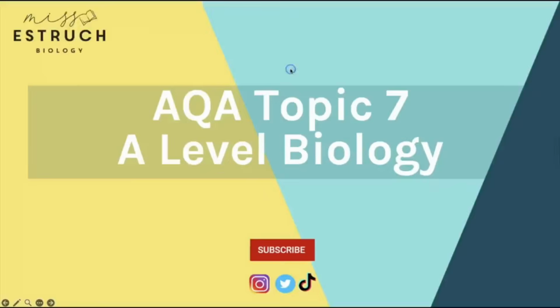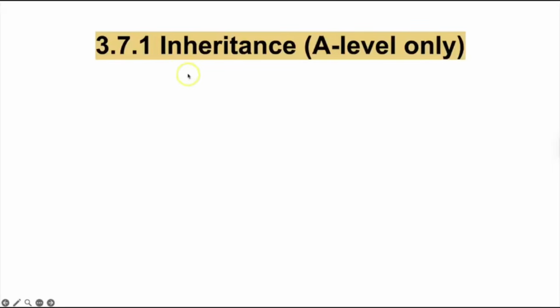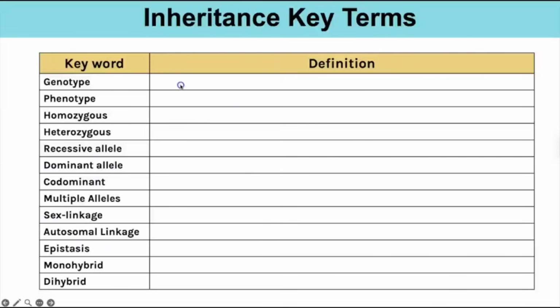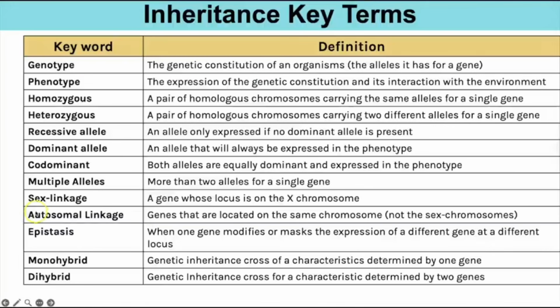AQA topic 7. It starts with 3.7.1, inheritance, for A-level only. There are lots of key terms in this topic that you could be asked for in a 1 or 2 mark question. So I recommend that you screenshot this when the answers are there, or turn this into flashcards, because these are essential to learn.